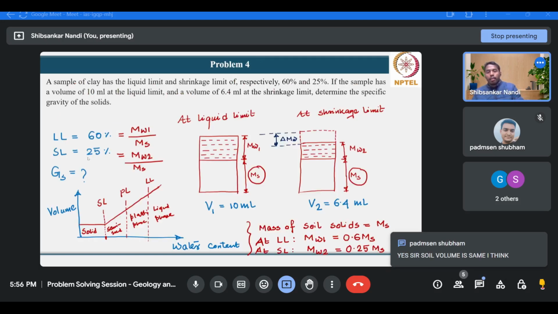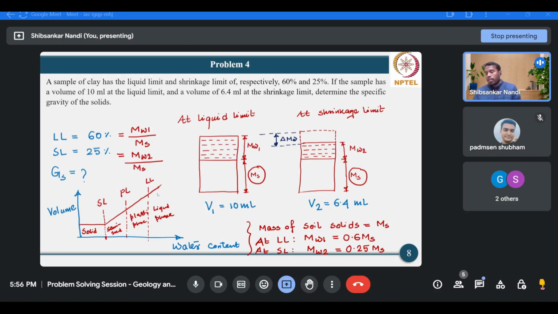For that, you need to know the degree of saturation of the soil up to shrinkage limit. Please keep in mind that from the liquid limit to the shrinkage limit, the soil will be under complete saturation. What does it indicate? If the soil is under complete saturation, the pores are completely filled up by water only, with no air inside the soil pores. Then whatever change is happening is due to only the change in volume of water.